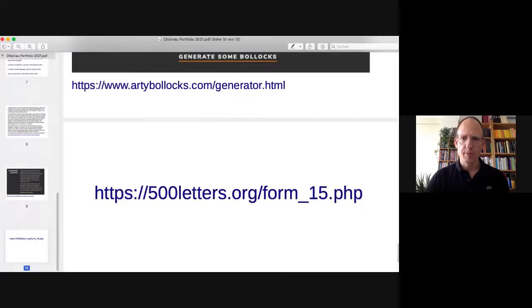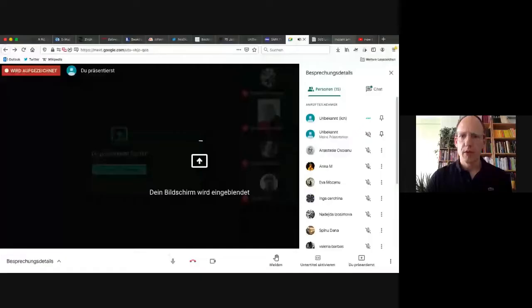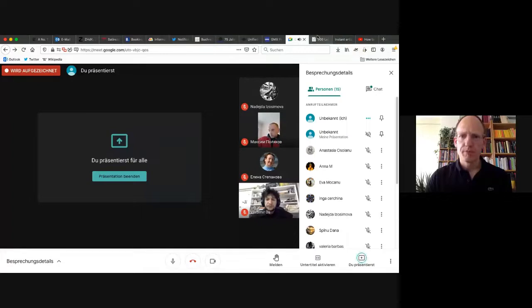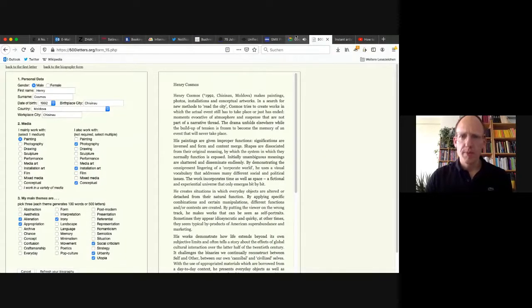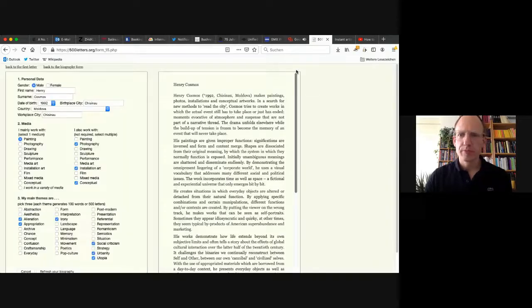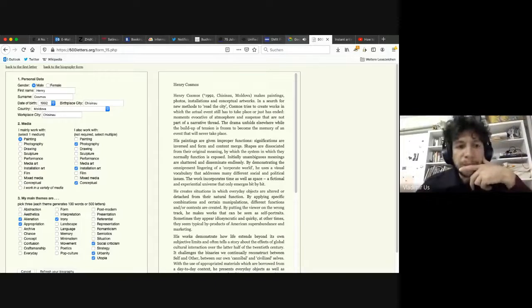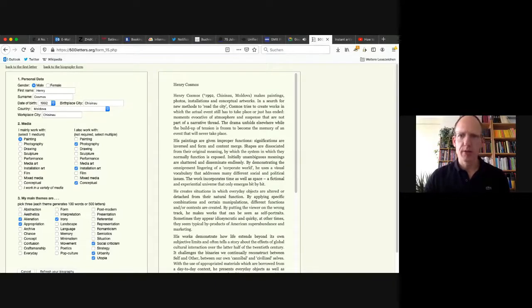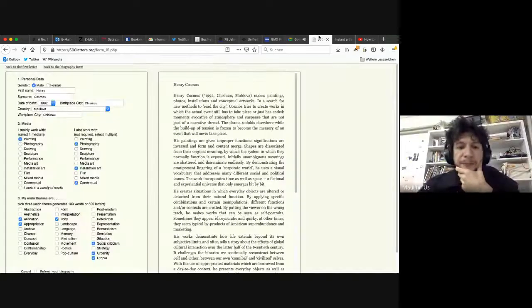Again, I have to share another screen. Can you see the screen now? The Firefox browser, does it work? Because I don't see you when I share my screen. I can see it now. Okay, it should be the website 500 letters. Is that correct? Yes. Good.